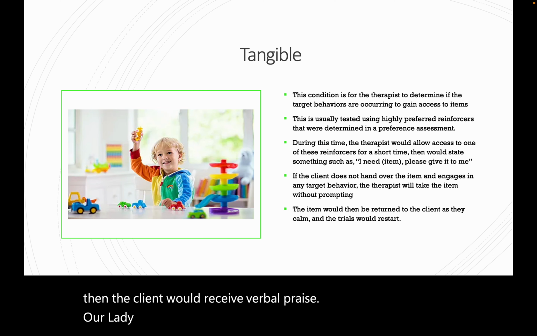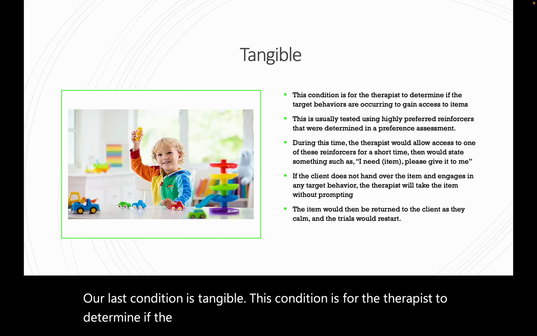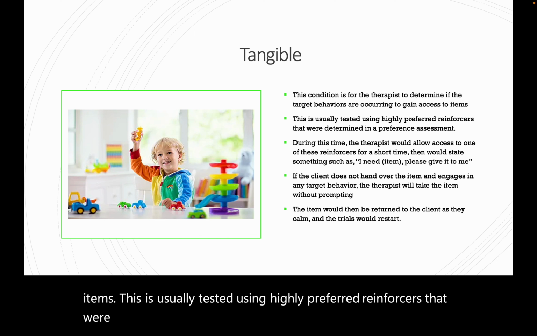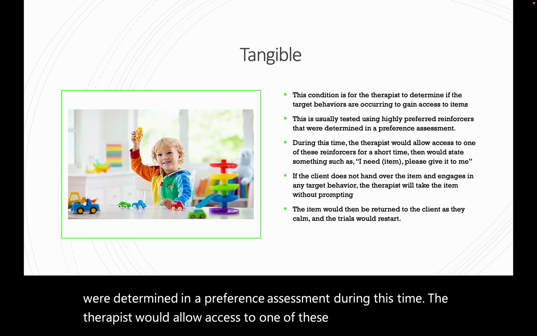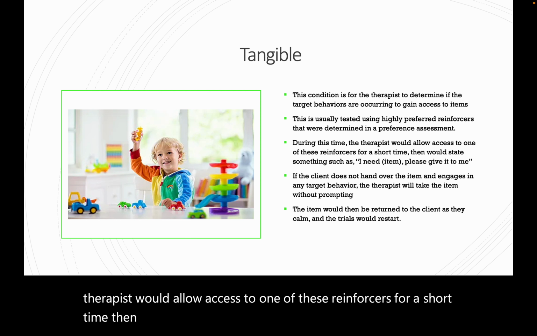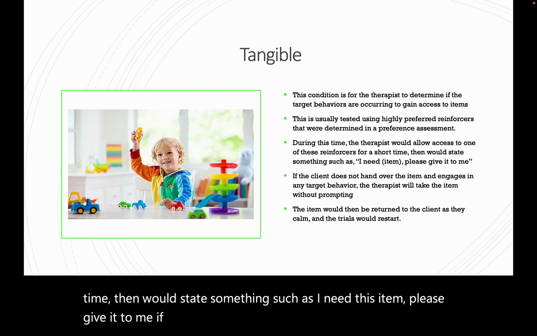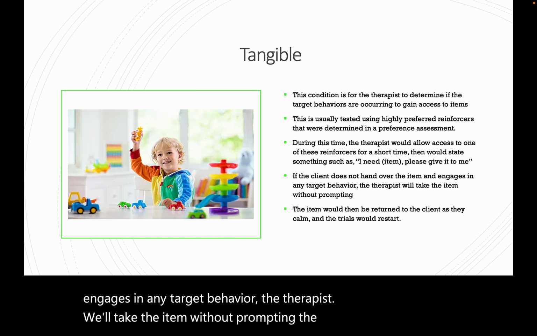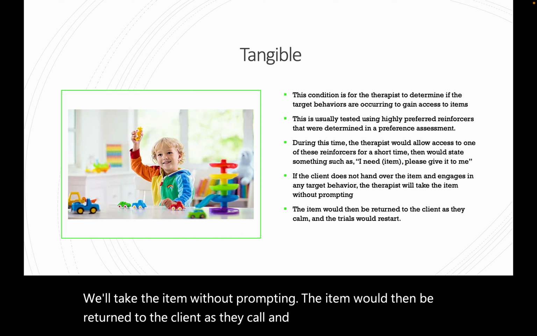Our last condition is tangible. This condition is for the therapist to determine if the target behaviors are occurring to gain access to items. This is usually tested using highly preferred reinforcers that were determined in a preference assessment. During this time, the therapist would allow access to one of these reinforcers for a short time, then would state something such as, "I need this item, please give it to me." If the client does not hand over the item and engages in any target behavior, the therapist will take the item without prompting. The item would then be returned to the client as they calm and the trials would restart.